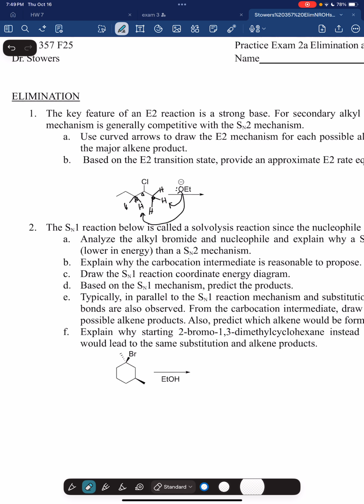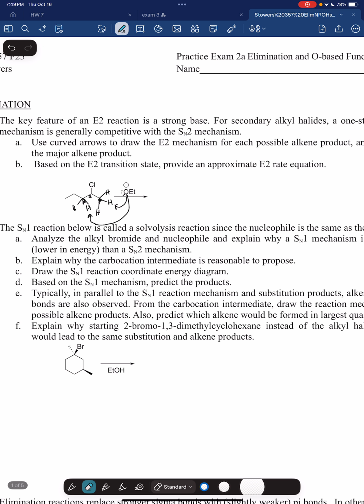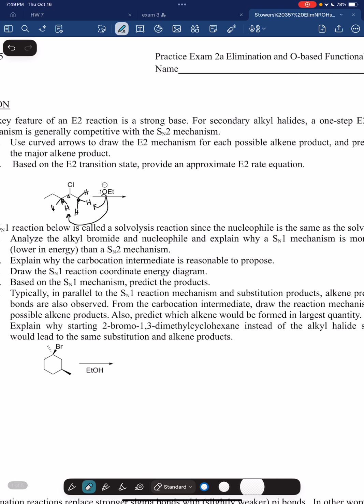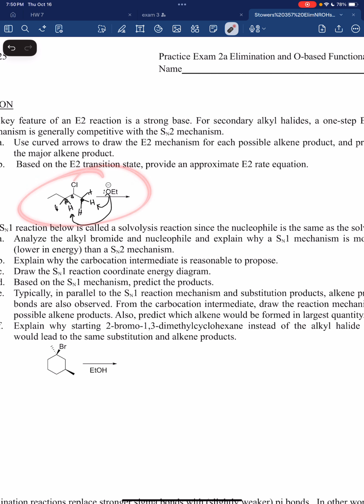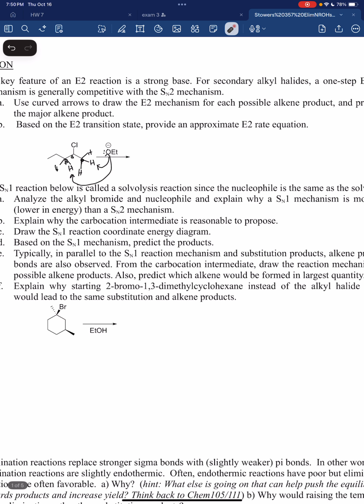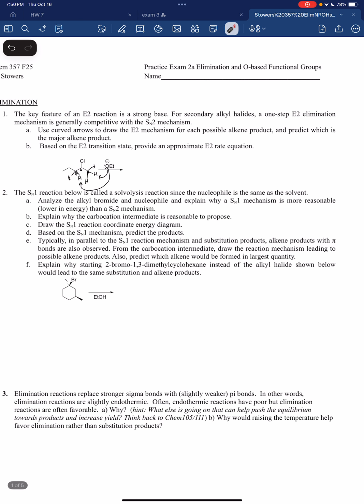All right, B, based on the E2 transition state, provide an approximate E2 rate equation. If you remember, E1 happens in 2 steps, and one of those 2 steps is the rate limiting. E2 happens all in 1 step, which means the only step is the rate limiting step. And that also means that all the reactants have to be included in the rate equation. It's a big hint.